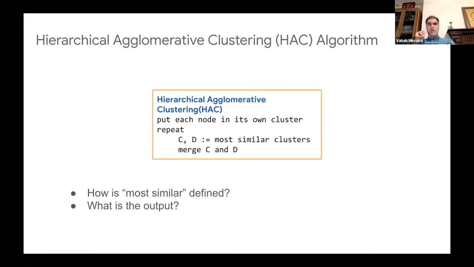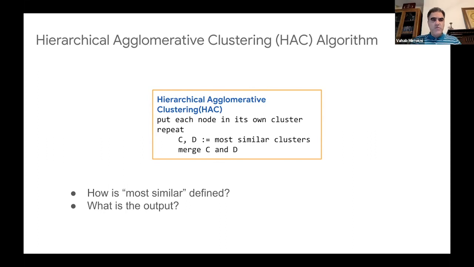To define par-hack, let me emphasize what I mean by hack. More specifically, the hack algorithm, or hierarchical agglomerative clustering algorithm, is where in a sequential way, like in a greedy manner, at each step we find 2 clusters. So we start from singleton clusters, and in each step we find 2 clusters that are most similar, and we connect them to each other.